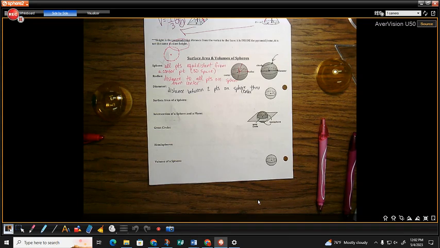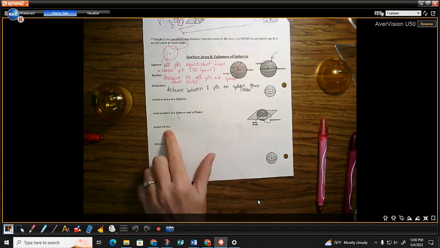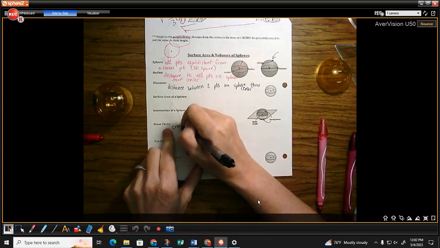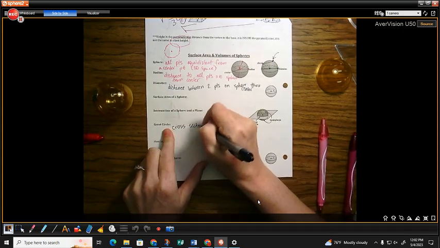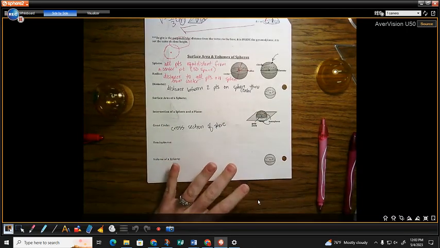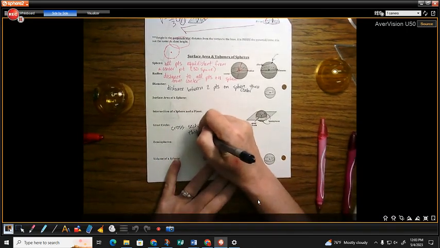Okay. What if I cut it even further down? Would that be an even bigger circle? Where would I make the biggest cross-sectional circle? At the diameter. And the biggest cross-sectional circle you make at the diameter is called the great circle. So it's the cross section of a sphere along the diameter, which contains the center.